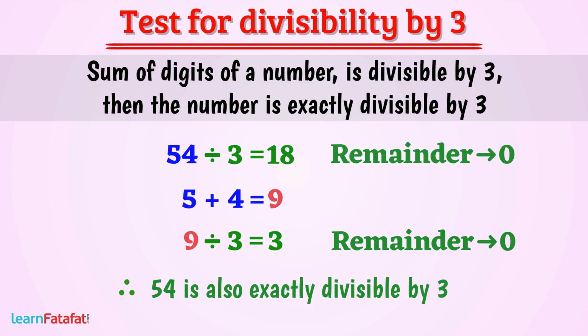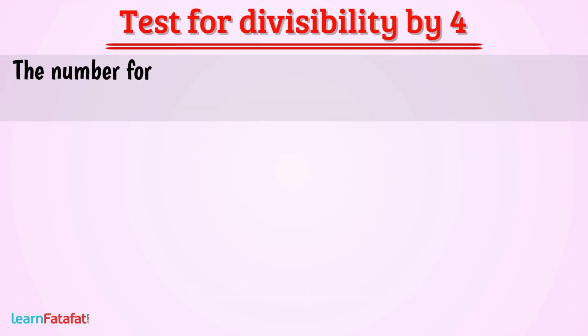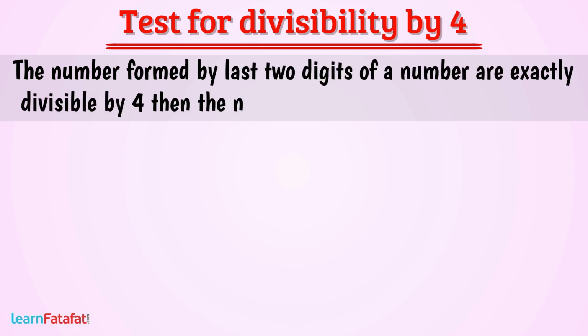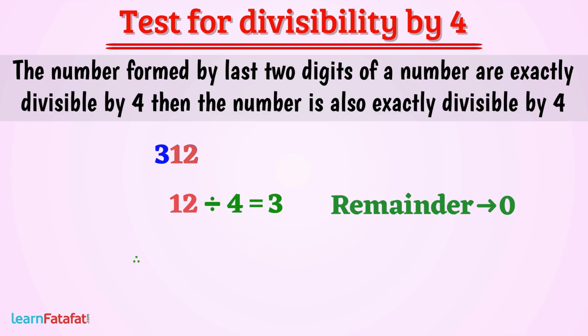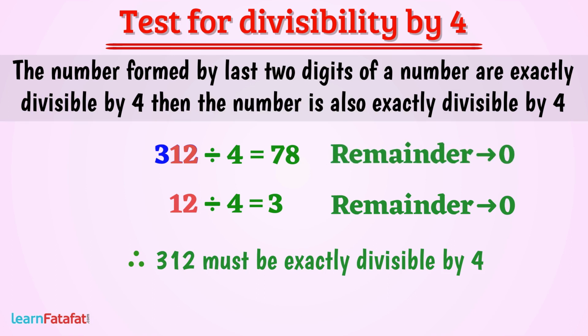Test for divisibility by 4. If the number formed by the last two digits of a number is exactly divisible by 4, then the number is also exactly divisible by 4. For example, in 312, the last two digits make the number 12, which is exactly divisible by 4. Therefore, the number 312 must be exactly divisible by 4. Let's verify it. 312 divided by 4 equals 78 and remainder is 0.